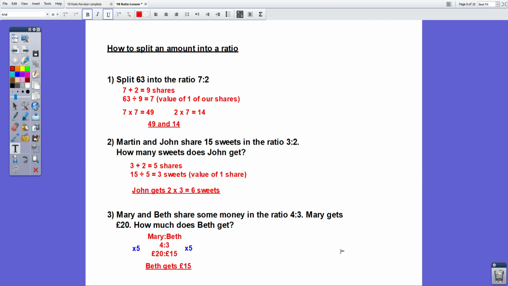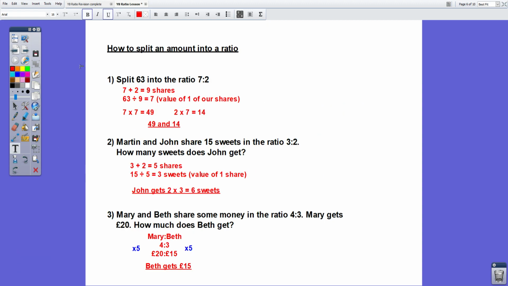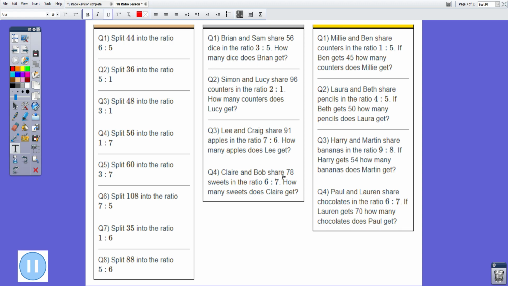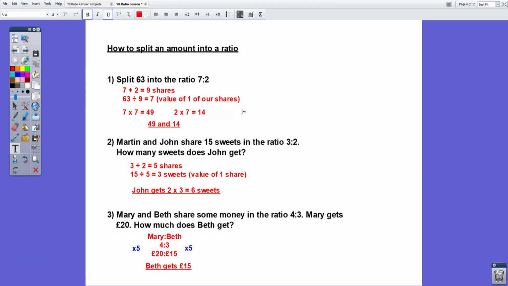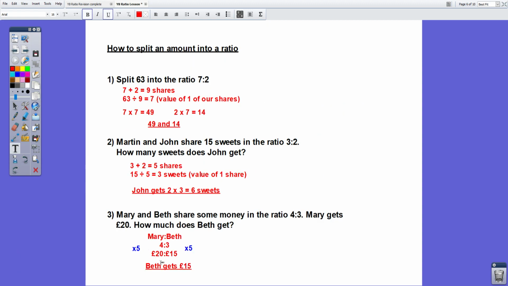Now, on the next slide, let's move to the next slide. I have 3 sets of questions, bronze, silver and gold. The first set of 8 questions are just like example 1 here, splitting an amount into a ratio. Very straightforward. The second set of questions just takes it one stage further, and they are similar to example 2 here. And the third set are the ones that are just a little trickier, and are like the third example that I showed you here.